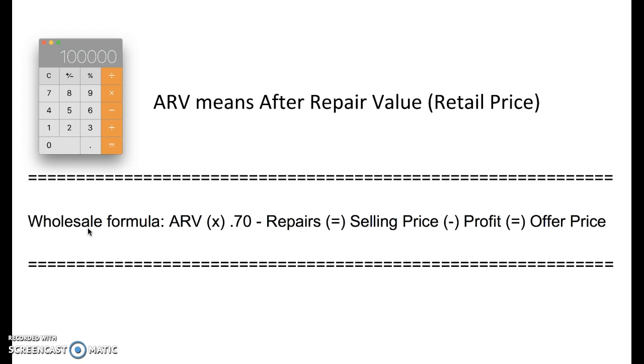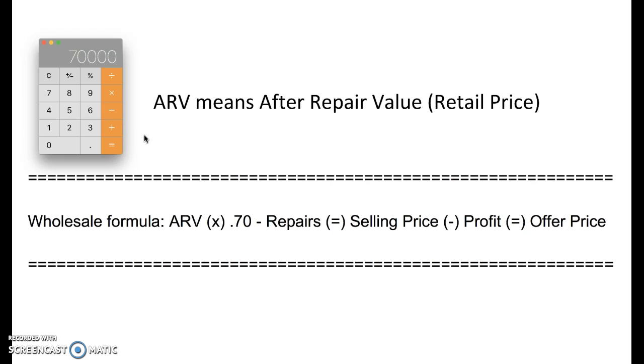Okay, so you have the A.R.V. of 100,000. Now, your investor's discount, sometimes they want it at 65 cents on a dollar, some 70 cents on a dollar, some 75 cents on a dollar. But using this formula, we're going to do 70 cents on the dollar. So what we do is we'll times that by 70% or 0.7. Okay, we get 70,000. So next we want to minus repairs.